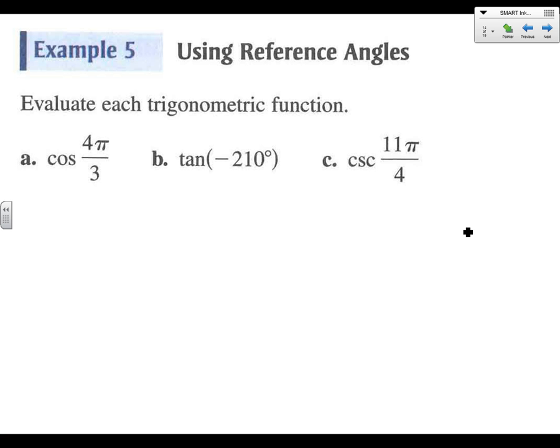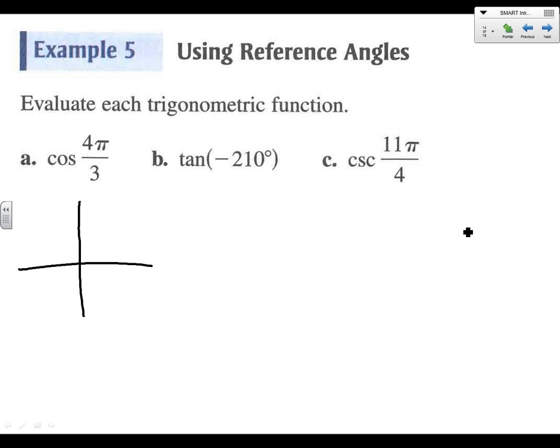All right. So we're going to use what we know so far for examples 5, 6, and 7 and see if we can wrap these up. So we're going to evaluate each trig function, cosine of 4 pi over 3. We could just go ahead and look at our unit circle, but what if we forgot our unit circle, didn't have it? So we would want to say, okay, 4 pi over 3.